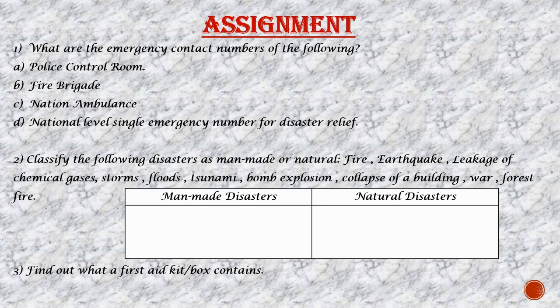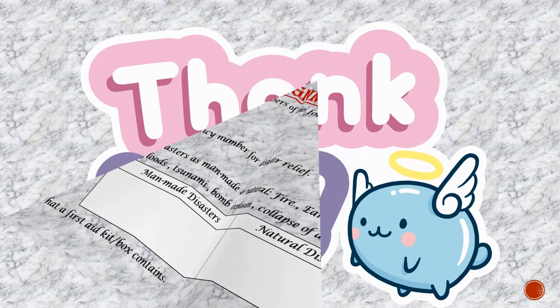The second question for the assignment is, you have to classify the following disasters as man-made or natural. Fire, earthquake, leakage of chemical gases, storms, floods, tsunami, bomb explosion, collapse of a building, war, forest fire. Now students, you have to classify these disasters into man-made disasters and natural disasters. And the third question for the assignment is, you have to find out what a first aid kit or box contains. Thank you, dear students.